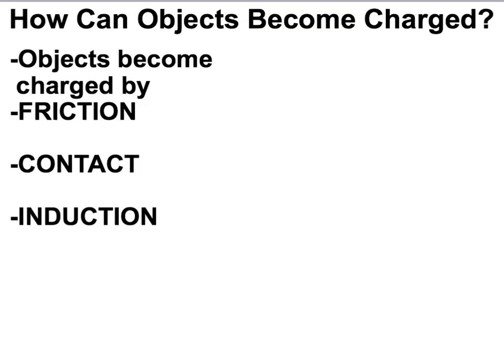So, how does this happen? How do the electrons move around for an object to become charged? There's three things that we're going to have to keep track of. Objects can become charged by friction, by contact, and by induction. Let's look at each of these three separately and give some examples.